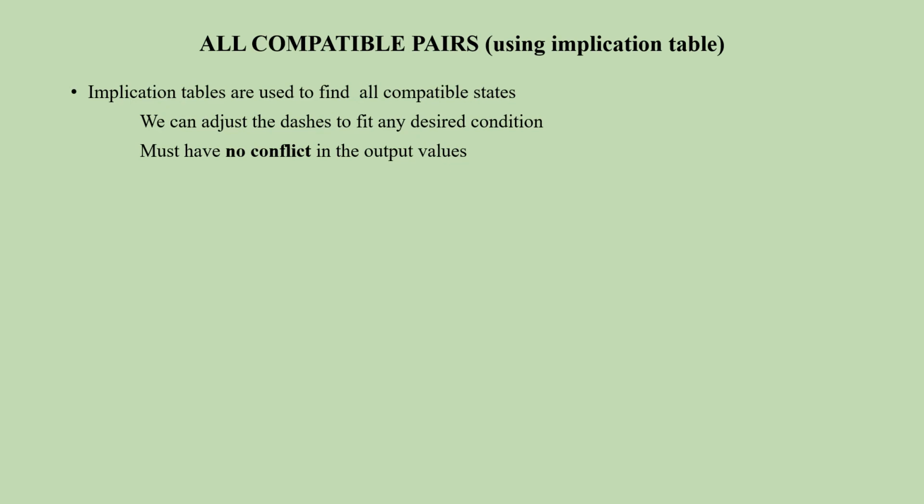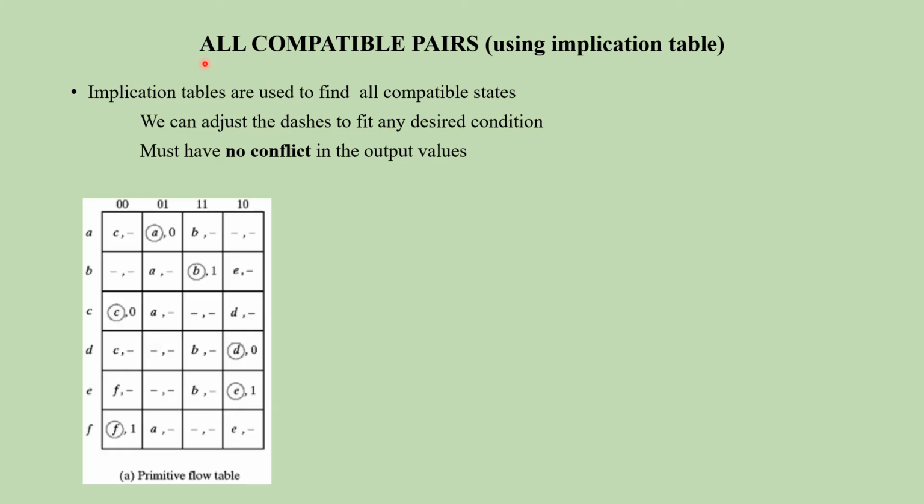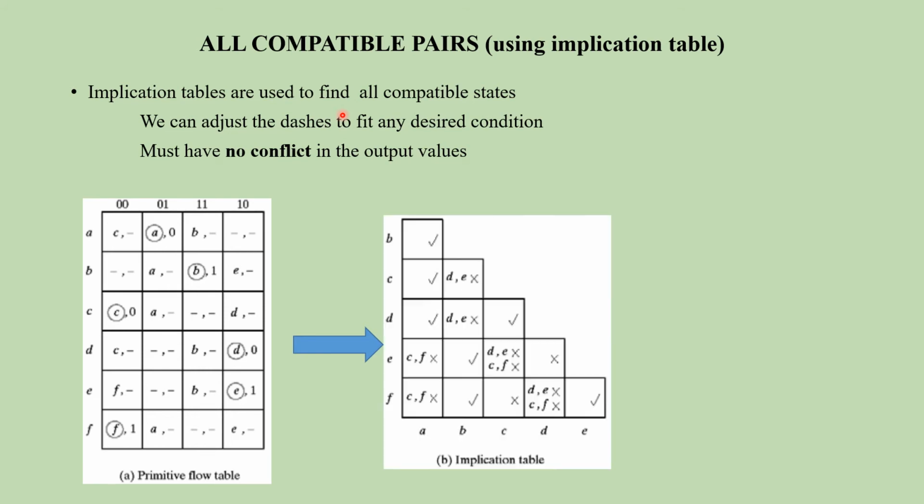So how to obtain all compatible pairs using an implication table? Implication tables are used to find all compatible states. We can adjust the dashes to fit any desired condition. There must be no conflict in the output values. So once again, as we represented the algorithm in synchronous sequential circuits, we are going to draw an implication table, right? Instead of specifying the term equivalent, we are going to replace that word by compatible, right?